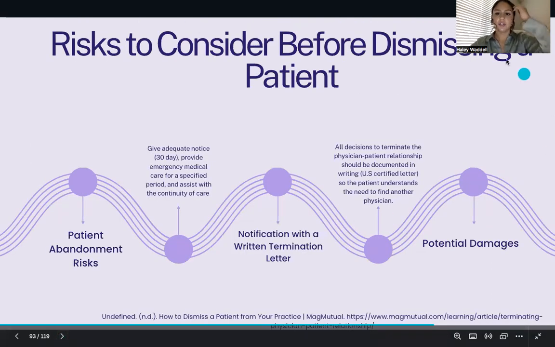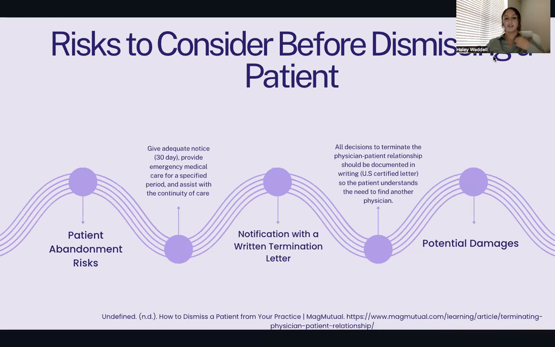Risks to consider before dismissing a patient. Patient abandonment risks. You don't want to just terminate seeing them in the middle of their care and leave them basically with nothing, because that can lead to a lawsuit. So you want to give adequate notice, at least 30 days, and then provide emergency medical care for a period, and then assist with the continuum of care. Refer them to other physicians that may be a better fit, refer them elsewhere so you don't just leave them high and dry.